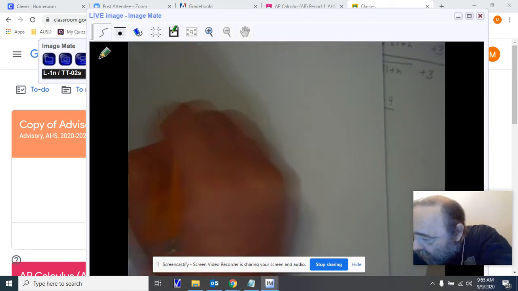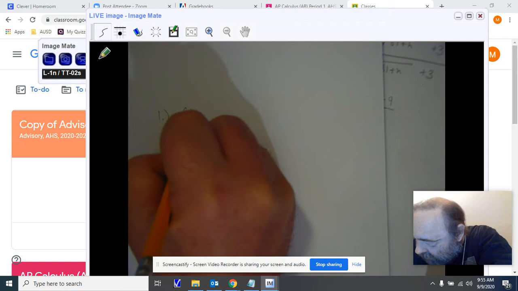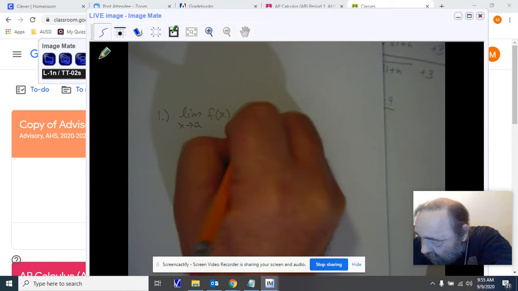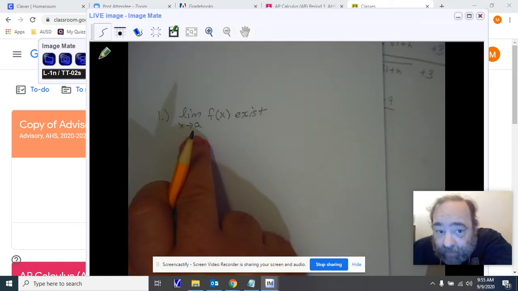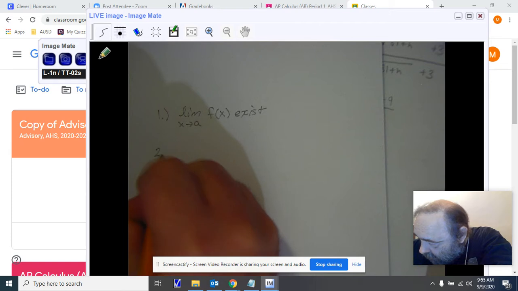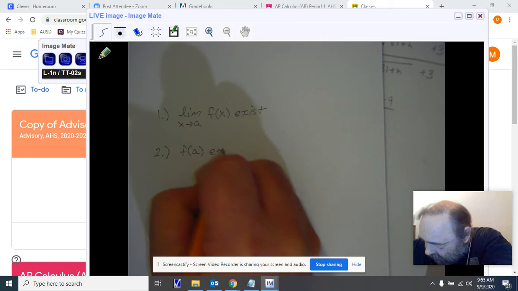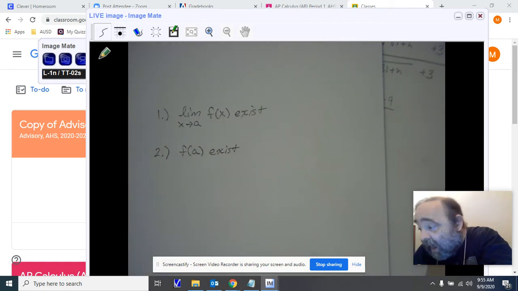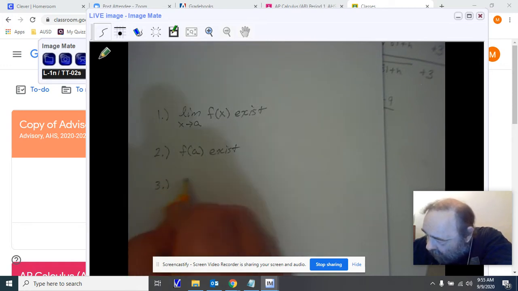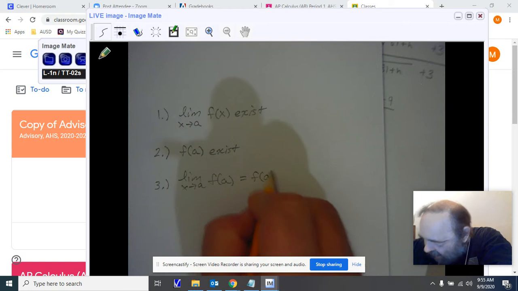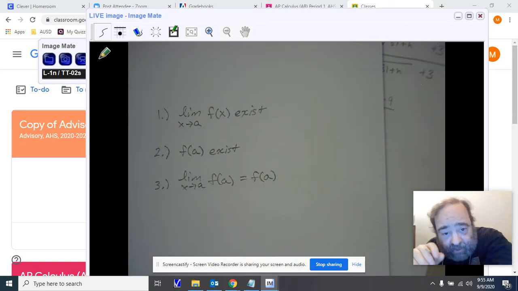Number one, the limit as x approaches a value a in a function exists. That means that it has to have a two-sided limit. Number two, the value f of a also exists. So we have to have a point at a. And then the limit as x approaches that value of a for f of a must equal f of a. So these are our three conditions.